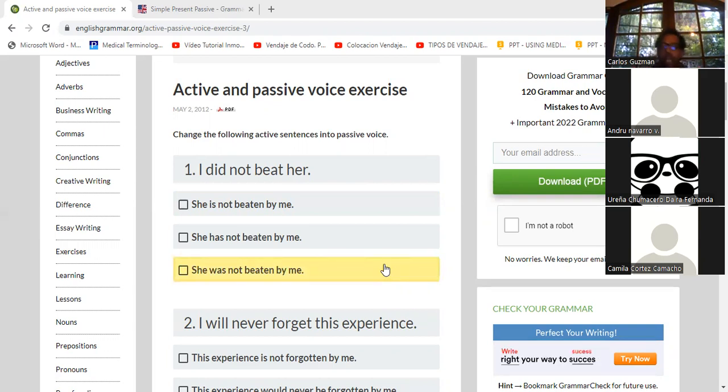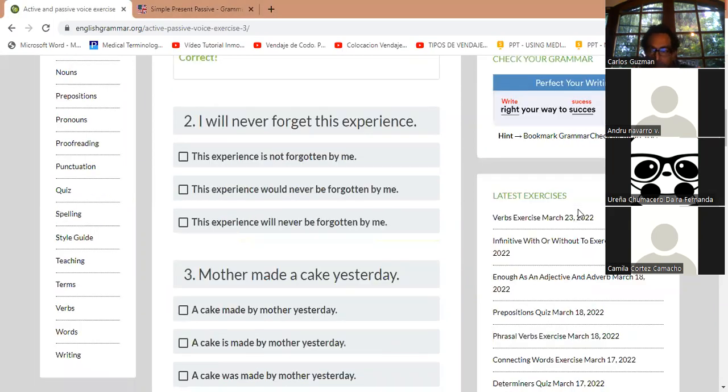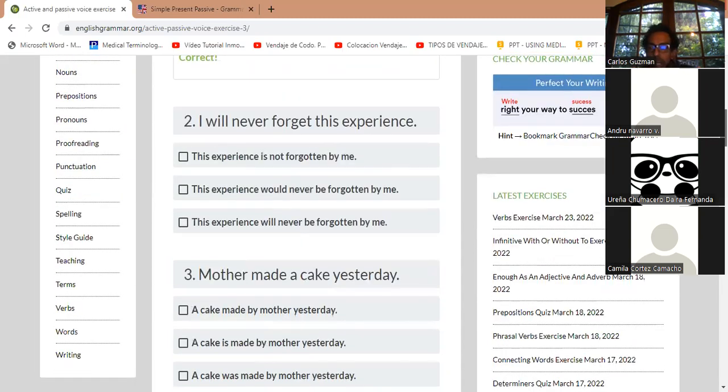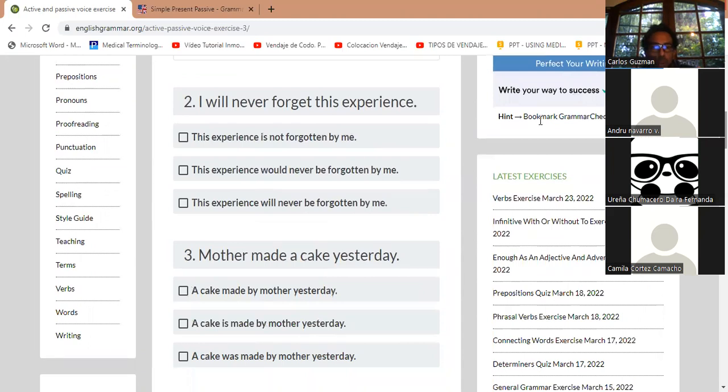So you can use any tense as long as it makes sense. It's okay, right? Digamos para no estar mucho tratando de fijarte in the use of the tense, you know. I did not beat her. She was not beaten by me. So let's say we are choosing this one. Correct. See? Yeah. So let's put this over here. All right. So there you go. She was not beaten by me. All right. Let's see. Camila, do number 2.